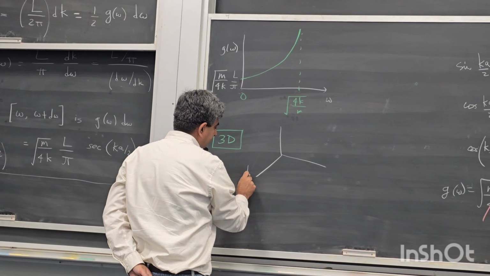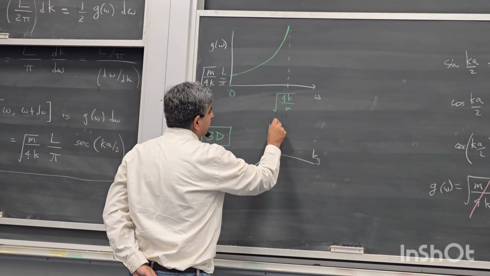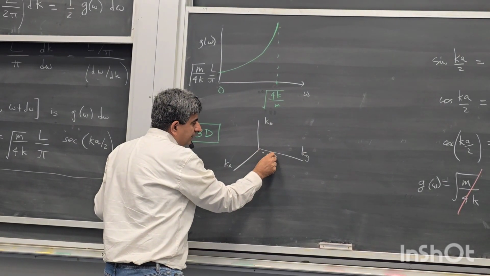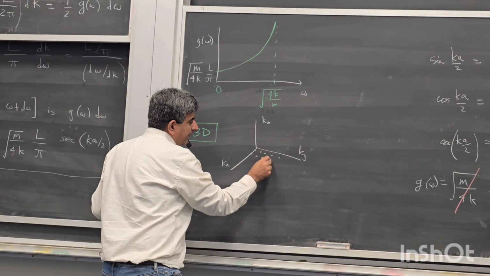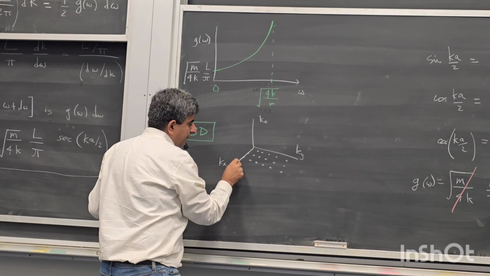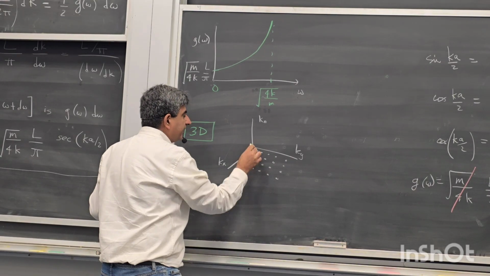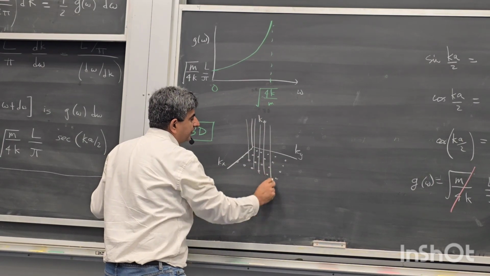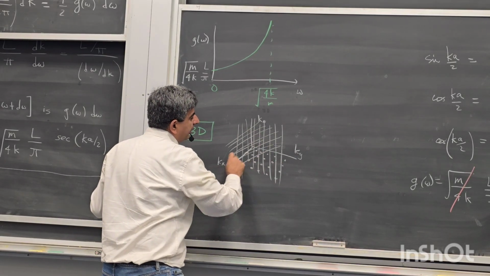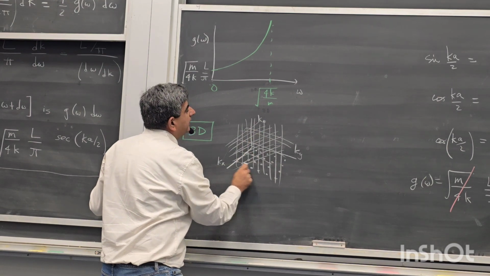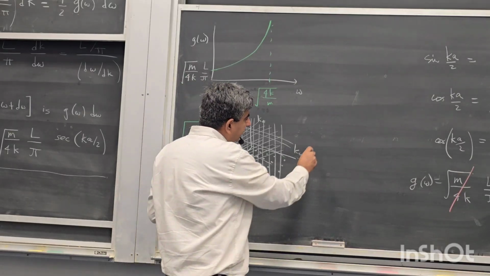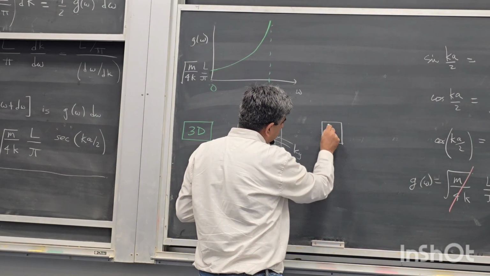So you now have 3 axes, a kx axis, a ky axis and a kz axis. And in the reciprocal space, we can break up the reciprocal space into a grid of points in 3D. So there are many tiny cubes inside this K space. Each cube, so if I focus on a cube, this is what it looks like.